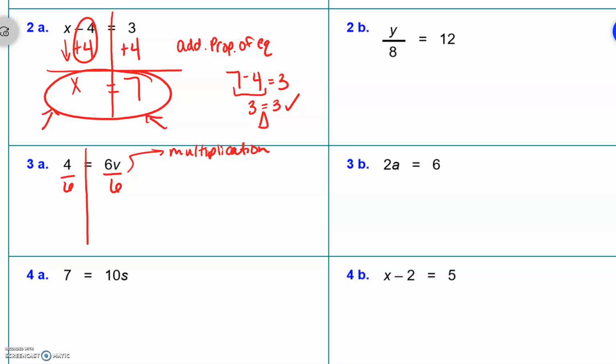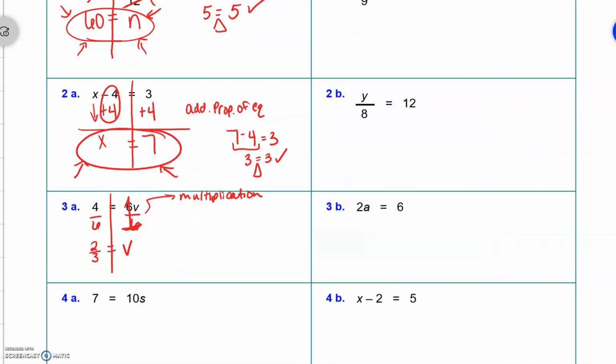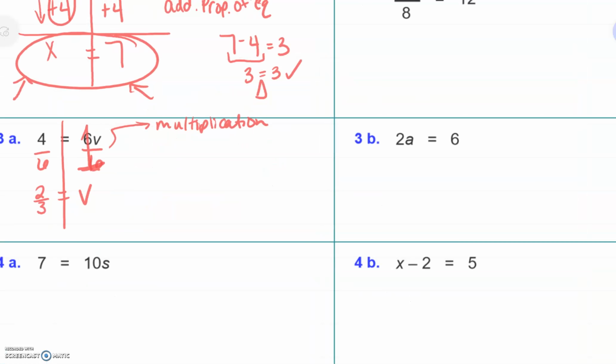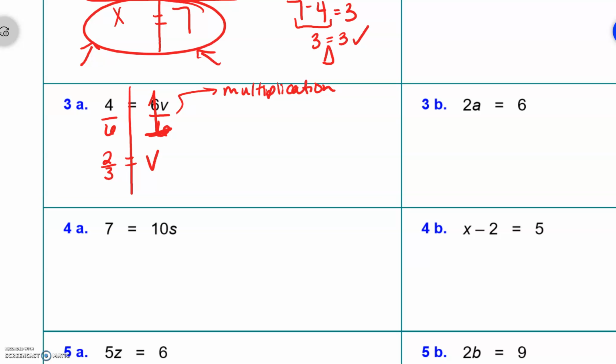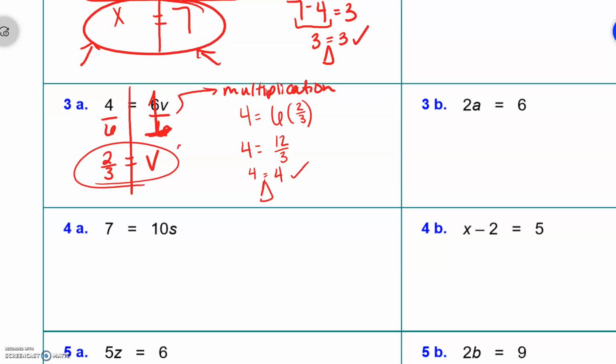And when I do that, I get 4/6, which can be simplified to 2/3. So I have my equal sign. And 6 divided by 6 is 1, leaving me with 1v, or we can just write v. Now let's check it. Oh, I was doing so good. Let's check it. Substitute 2/3 in for v. So we have 4 equals 6 times 2/3. And 6 times 2/3, 6 times 2 would be 12 over 3. And 3 goes into 12 4 times. And it's balanced. Therefore, we have the right answer.